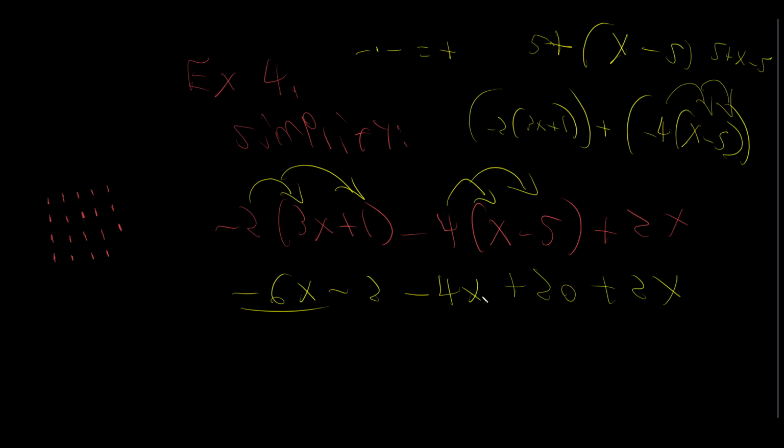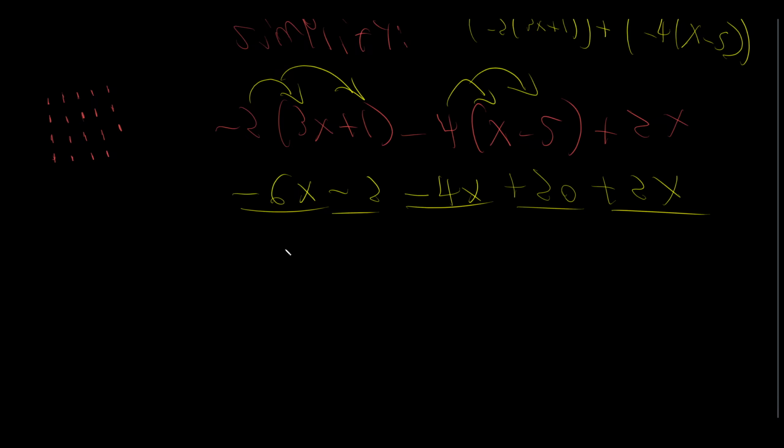Regrouping, we combine these like terms that are x's and these that are numbers. So we get negative 6x plus 2x. Oh, well, you don't have to do it in order, but I feel like it's good to for this video. And then we have minus 2 plus 20.